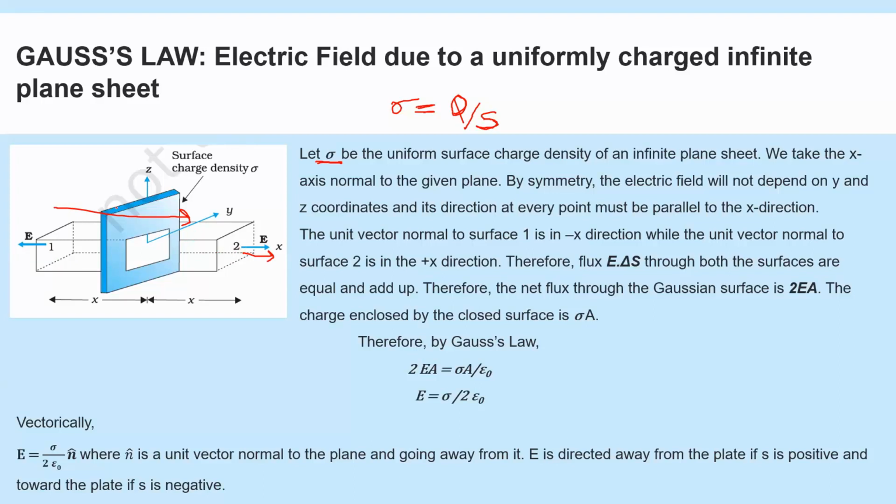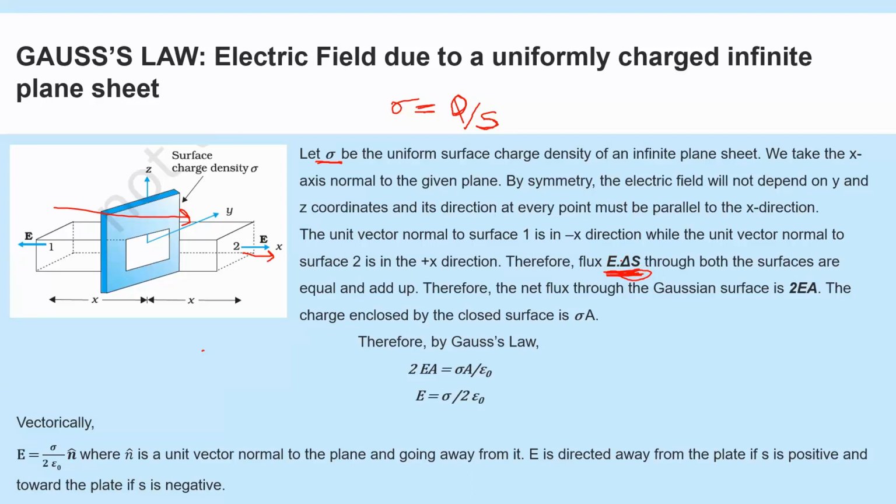Okay, but the direction of the electric field is parallel to the unit vector normal to the surfaces. So electric flux, as we remember, phi, is given as the dot product between the electric field and the area element. That is nothing but the electric field into the area.